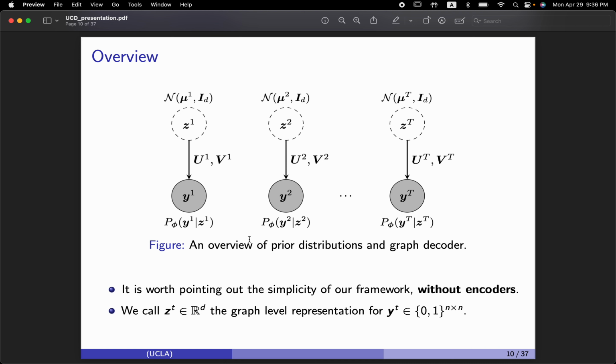It is worth pointing out the simplicity of our framework: we don't need any encoders. We just need a decoder in our framework. And we also call zt a graph-level representation for the network yt.